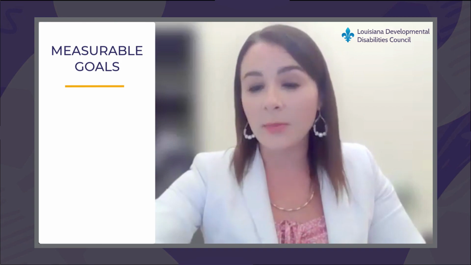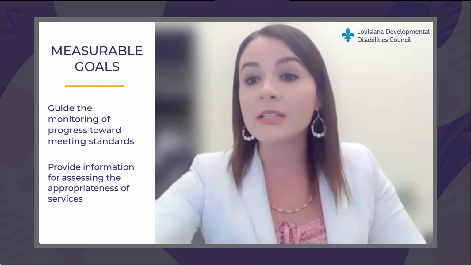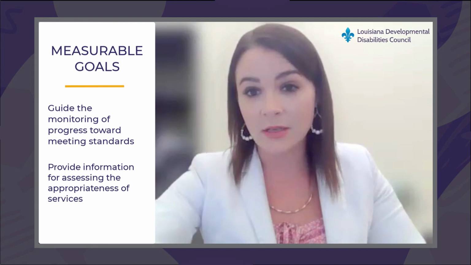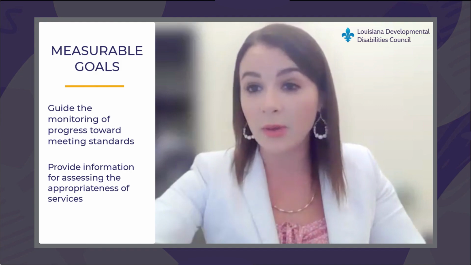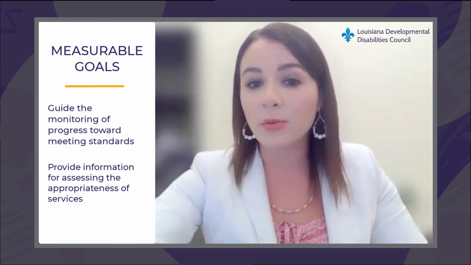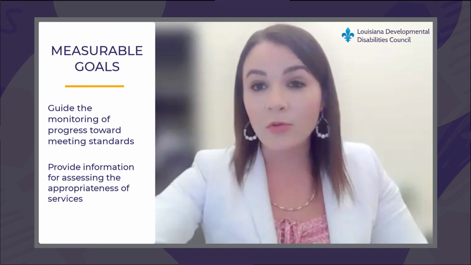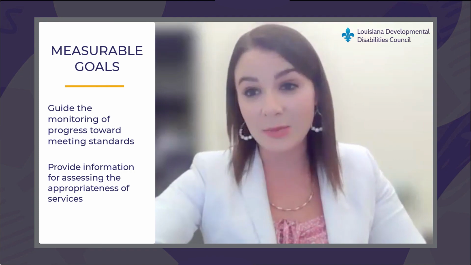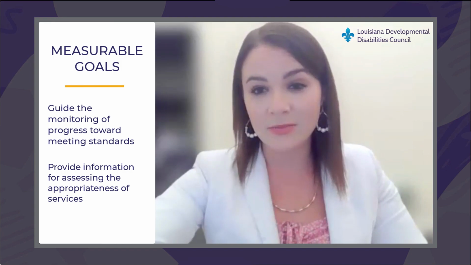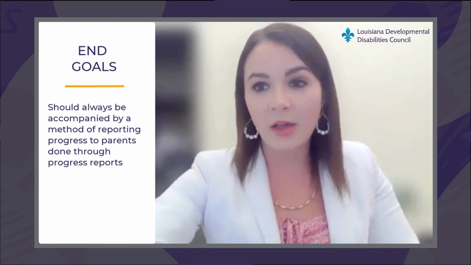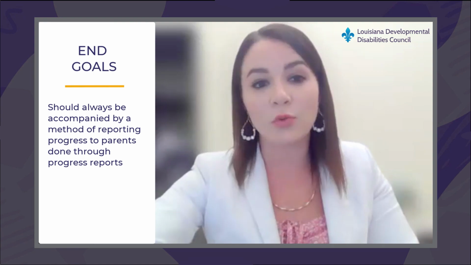Measurable goals will guide monitoring of progress towards meeting standards and also provide information for assessing the appropriateness of services. So, for example, the student might qualify for speech therapy services or even occupational therapy, and that's based on the present level of academic performance. That same level of academic performance might then decide if the student is ready to be dismissed from services. So it's assessing the appropriateness of those services. And goals should always be accompanied by a method of reporting the progress to parents, and that's typically done through progress reports.